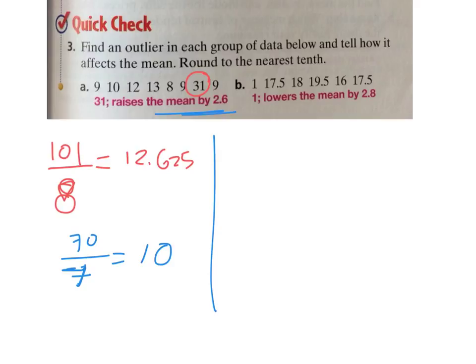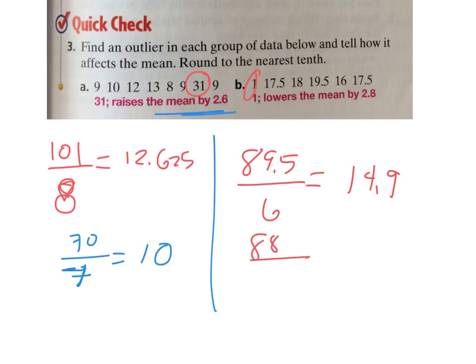Now over on the second one, the outlier is clearly a 1 here, right? It's way smaller than the rest. If I include it, my total is 89.5, and I have 6 numbers to divide by, and that gives me a mean of 14.9. Now, if I don't include it, it's 88.5 because it's only 1, but I have only 5 to divide by, and that gives me a mean of 17.7. So you can see that my mean will decrease. It lowers it by 2.8 if I include that one. So it actually brings it down.